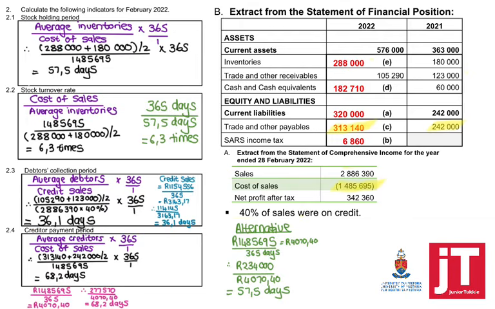An alternative is where we take the cost of sales divided by 365 days, and then we take our average creditors divided by the cost of sales per day, and it will give us exactly the same answer.